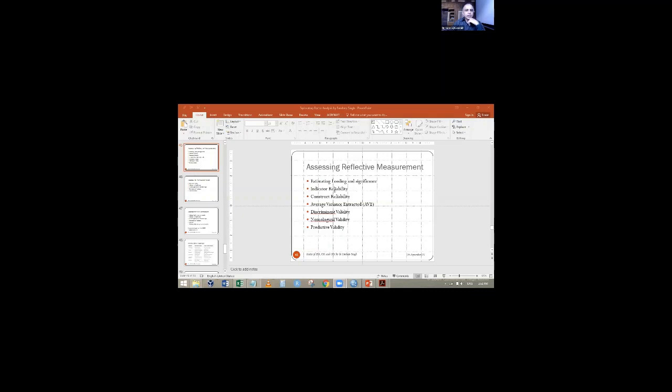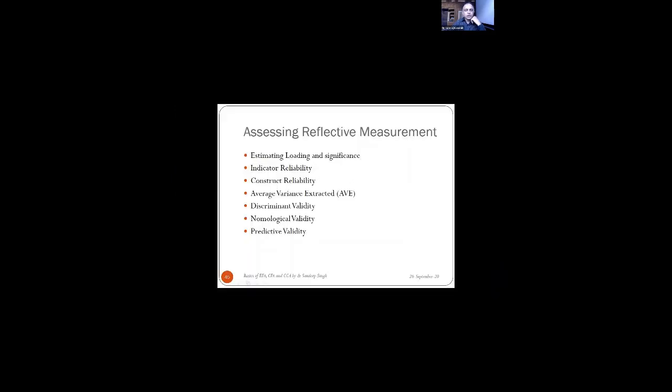In the reflective construct, we have to estimate loading and the significance. Let's do it one by one. What will we do with the loading? The loading will be useful for calculating the AVE, CR, discriminant validity, etc. This will be required, and everything should be significant also. Significant means the P value should be less than 0.05.